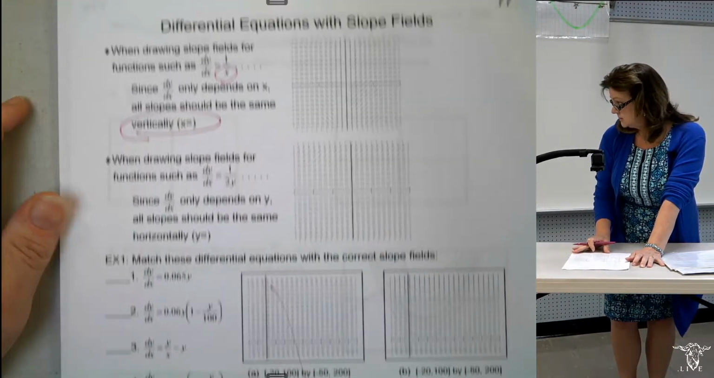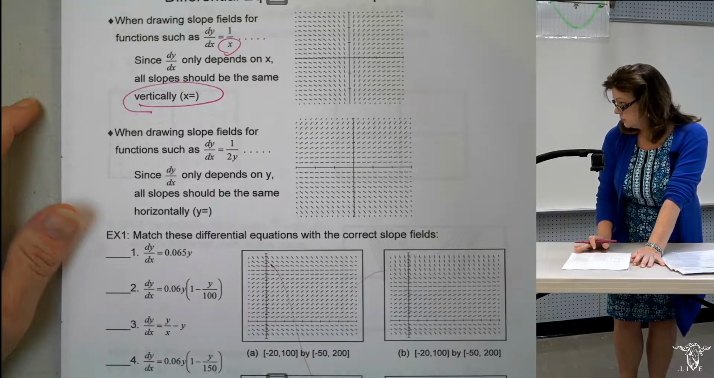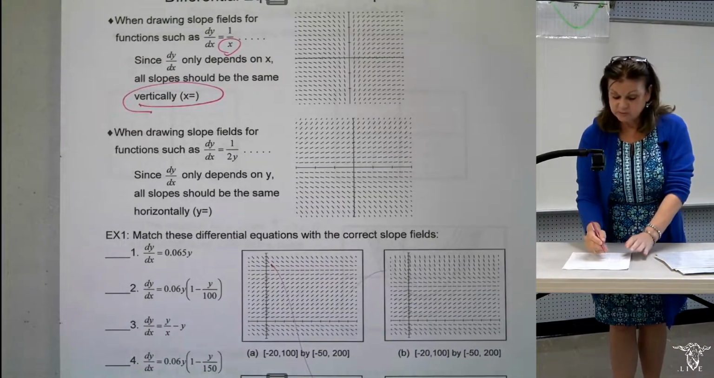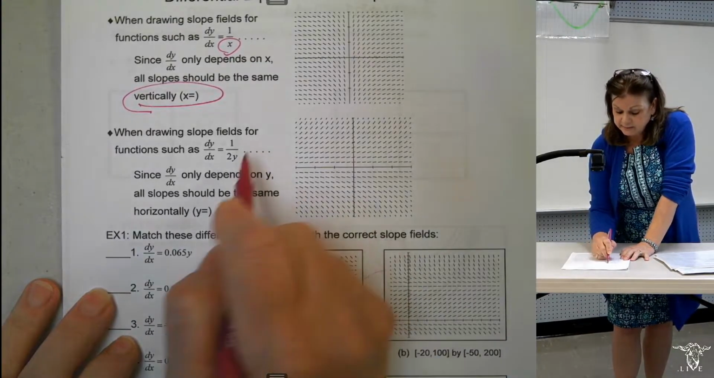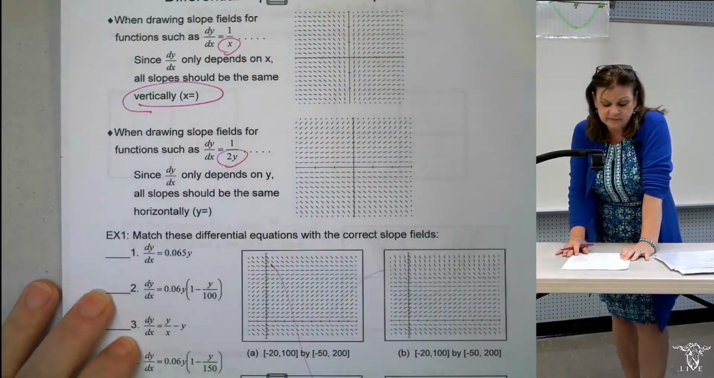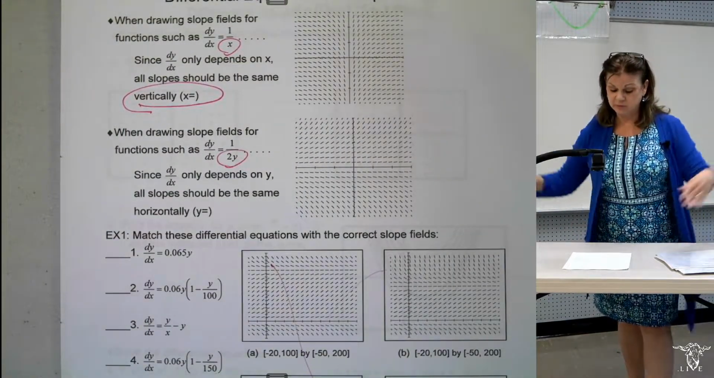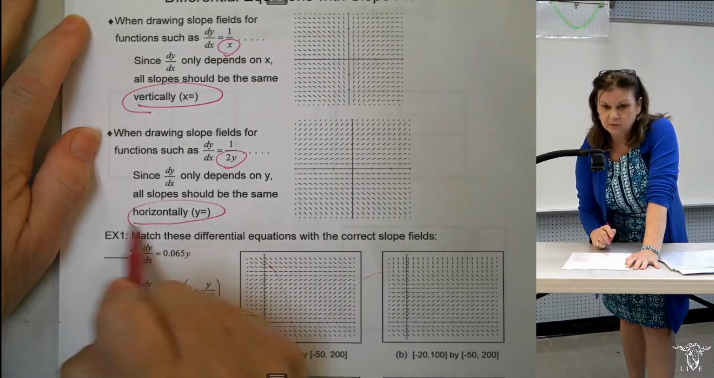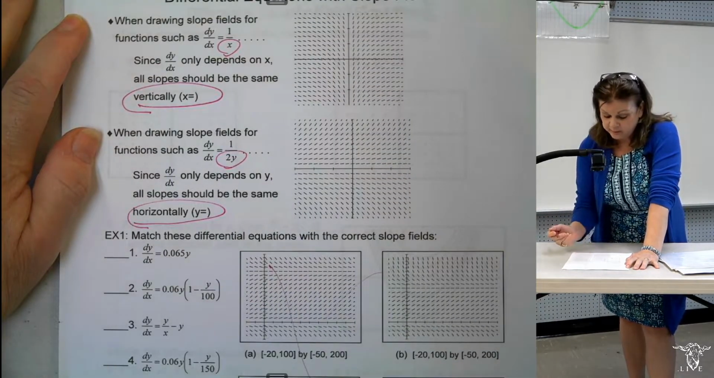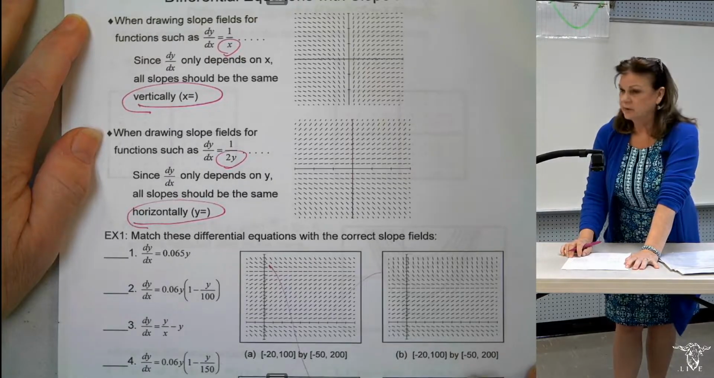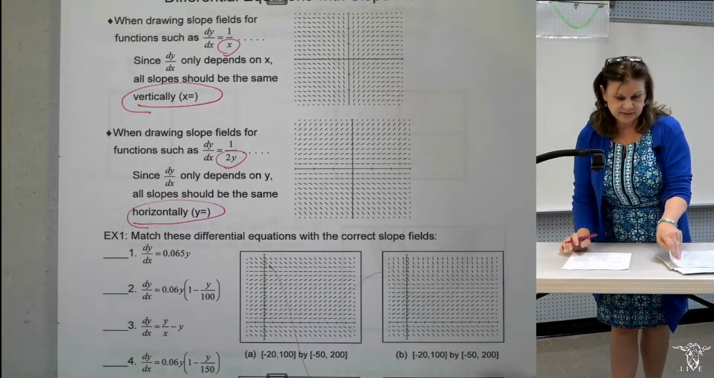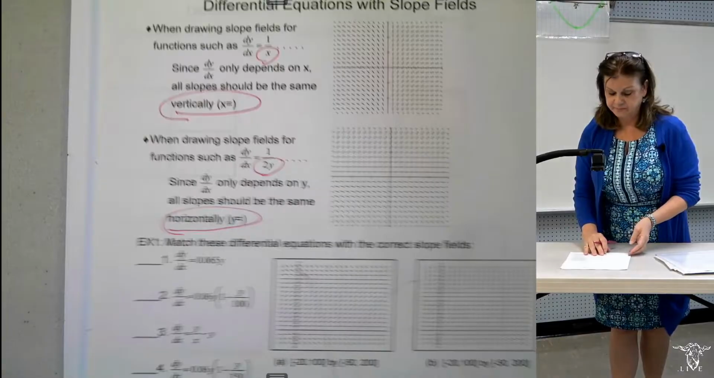In the next example, we've got dy dx is 1 over 2y. And again, my only variable in this derivative is y. So y equals. So now all my slopes are going to follow horizontally at y equal whatever y equals. All right, so again, that's just sort of a reiteration from yesterday.